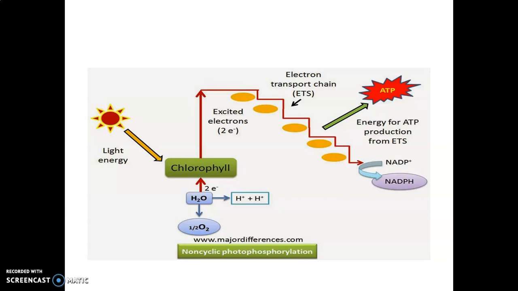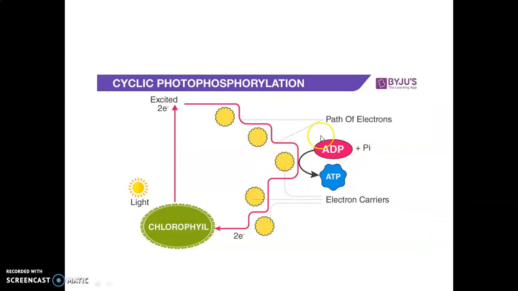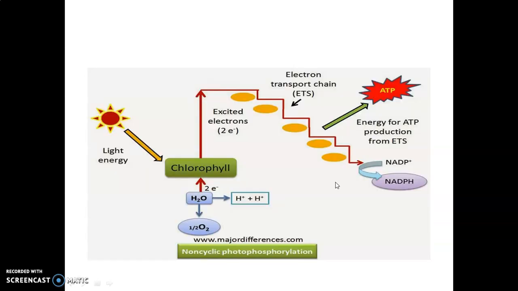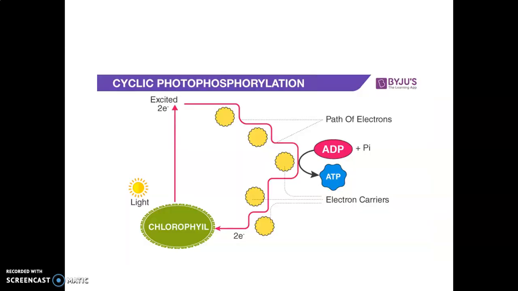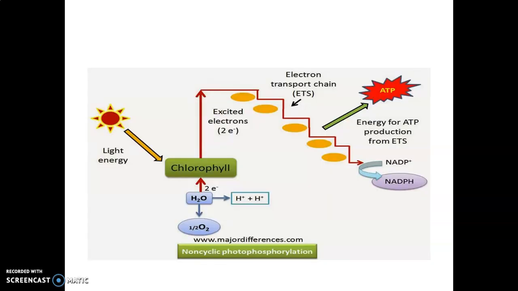So what happens? The excited electron does not pass on to NADP plus but is cycled back to the photosystem 1 complex through the electron transport chain. So the cyclic flow results only in the synthesis of ATP. See, this is cyclic flow for the synthesis of ATP, whereas this one gives both ATP and NADPH. So here only ATP is released. Cyclic photophosphorylation also occurs when only light of wavelengths beyond 680 nanometer is available. Clear, children? The difference is clear.